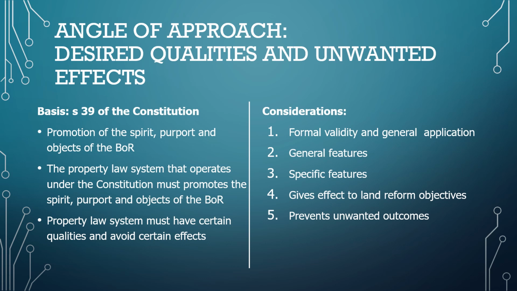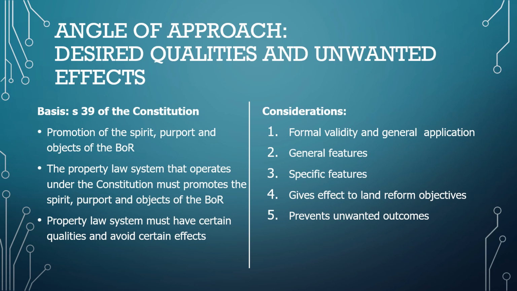So these qualities, all of these considerations and their detail that we've just unpacked, were identified by Van der Walt in the prescribed chapter 2 of Property and Constitution. Van der Walt argues that these characteristics and the unwanted outcomes can be linked to the general constitutional aims and transformative goals stated in the various provisions of the Bill of Rights. Therefore, in promoting the spirit, purport, and objects of the Bill of Rights, a property system must display these characteristics and avoid the unwanted effects.